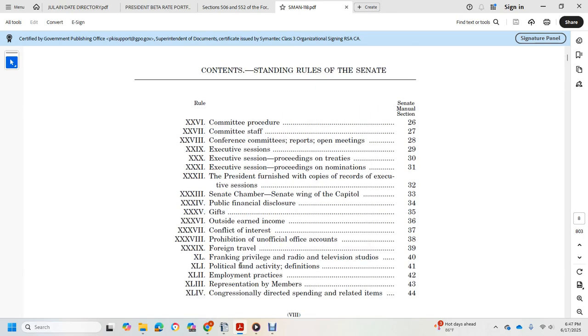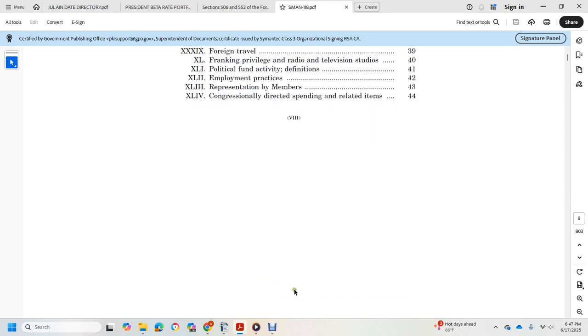Committee procedures, committee staff, conference committee reports, open meetings, executive sessions proceeding on treaties, executive sessions proceeding on nominations, President furnished with copies of records, executive sessions, Senate chamber, Senate wing of the Capitol, public financial disclosure, gifts, outside earned income, conflict of interest, prohibition, unofficial office accounts, foreign travel, franking privilege, radio and television studios, political fund activity, definitions, employment practices, representation by members, and congressionally directed spending and related items.